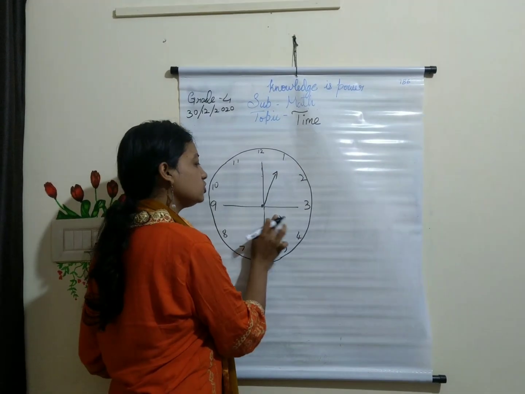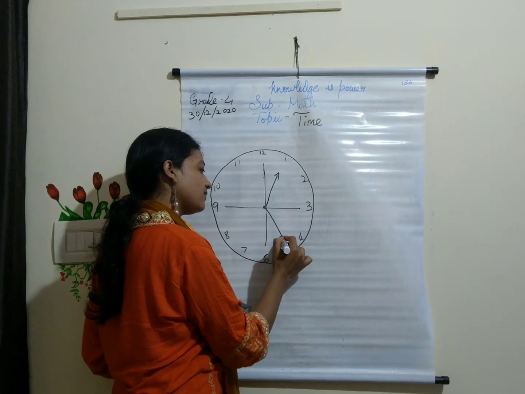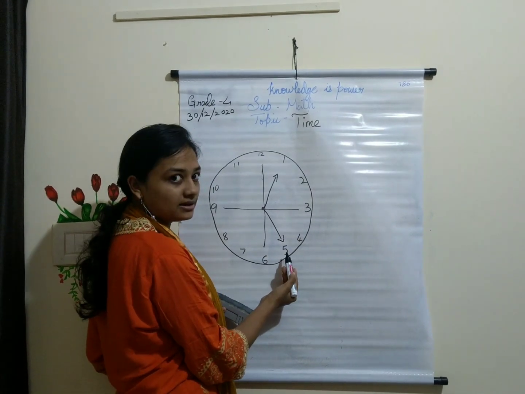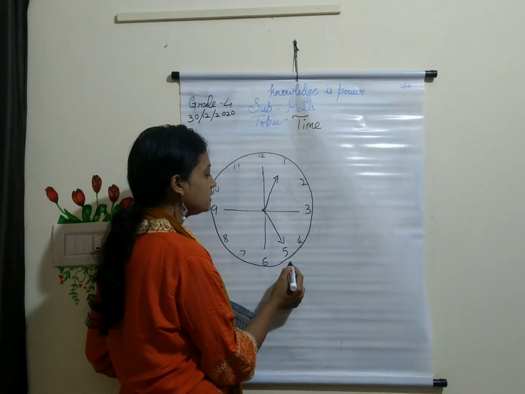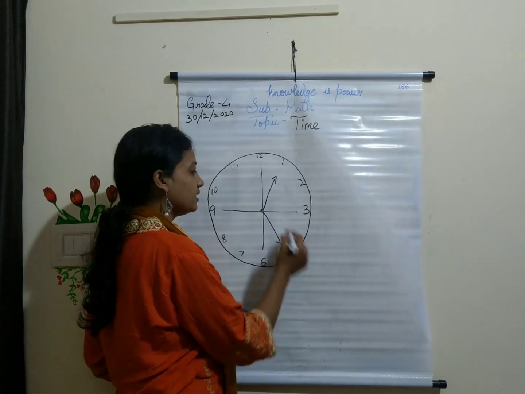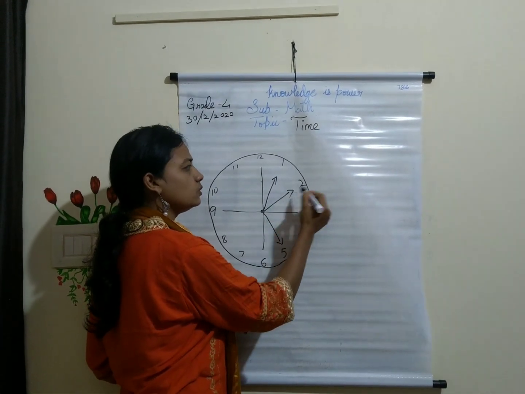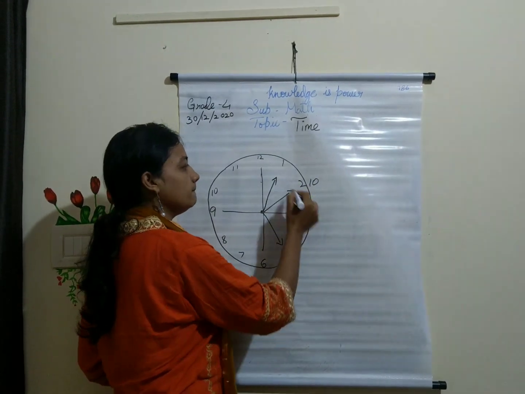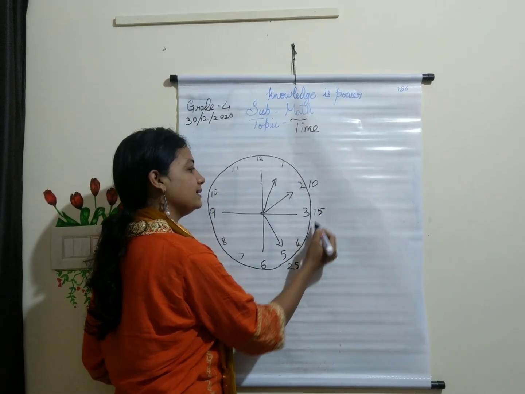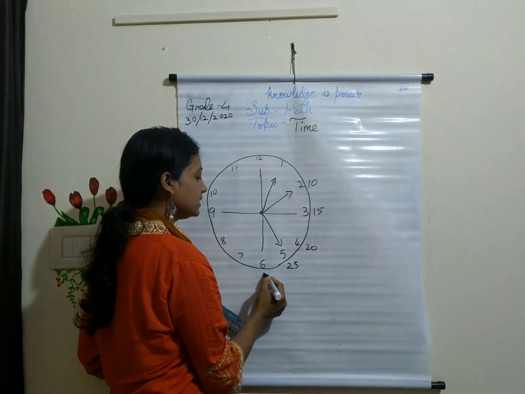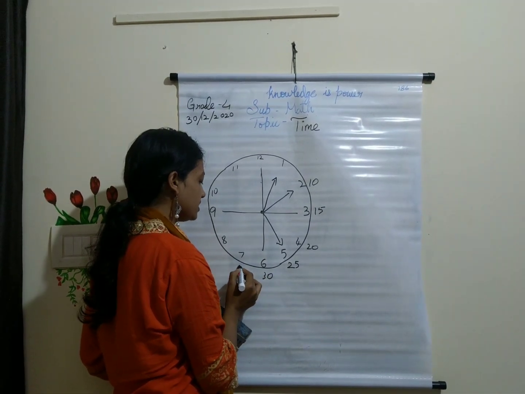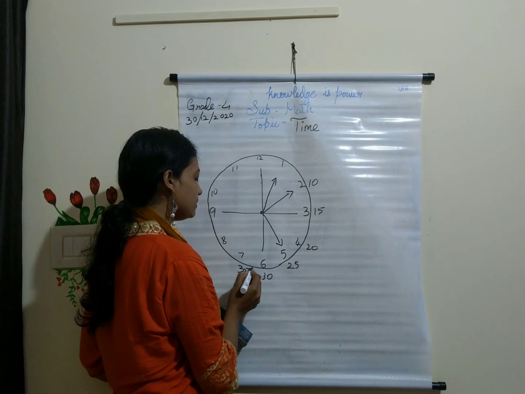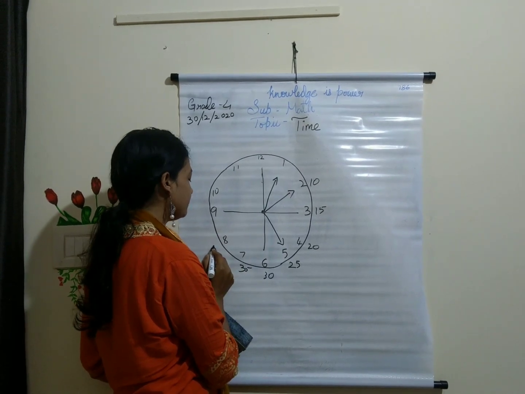If my bigger hand is showing 5 here, 5 5s are 25. So it is 25 minutes. If it is showing 2, 5 2s are 10. So it is 10 minutes. So minutes are always multiplied by 5 and we say that number. Whichever number my big hand shows, I'll be saying with 5s, multiples of 5s.